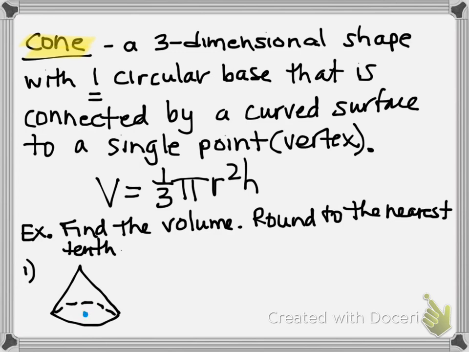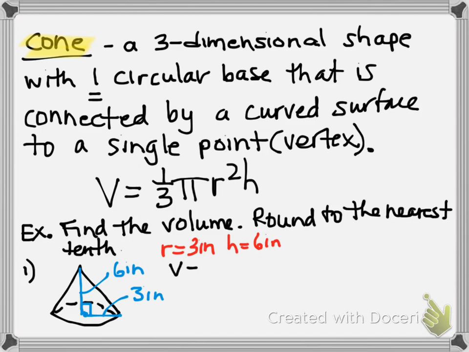So in this particular shape, let's go, guys. We have a job to do. We have two numbers, 3 inches and 6 inches. And we need to identify what those two numbers mean. So what does the 3 inches mean? That's your radius. What's the 6 inches? That's your height. So that's all we need to figure out the volume.